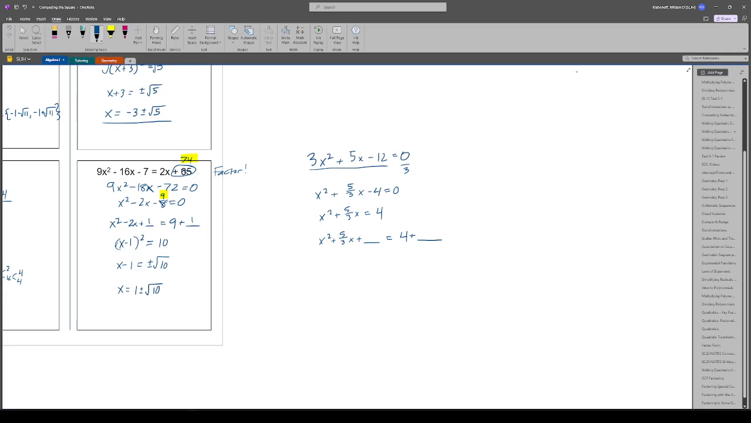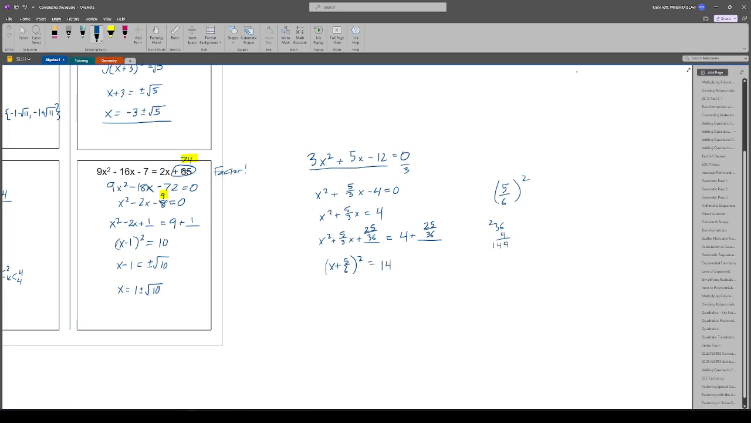And my 5/3, so if I do 5/3 divided by 2, that's 5/6, and then I need to square that. So my perfect square is x plus 5/6 squared, and my missing constant is 25/36. So I need to add that to both sides. So hopefully you can see why this is getting pretty ugly. I need to add this 4 and this 25/36. So 36 times 4 is 4, 2, that's 12, so 144.